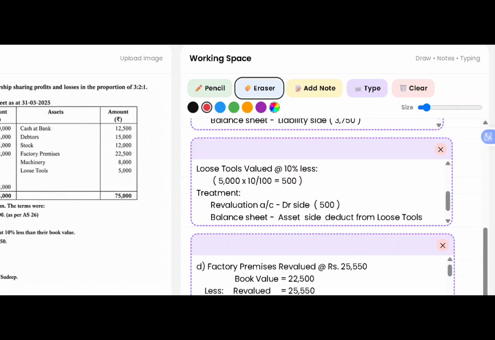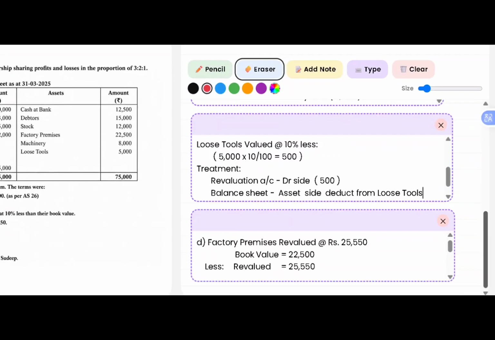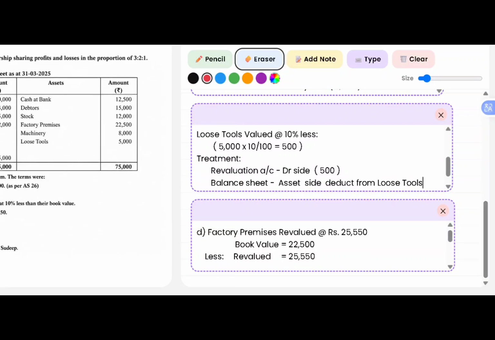Now moving on to the next adjustment given in the question, we have the factory premises. The factory premises are revalued at rupees 25,550. When a revalued amount is given in the adjustment, we treat it as the new value of the asset, which should appear in the new balance sheet.